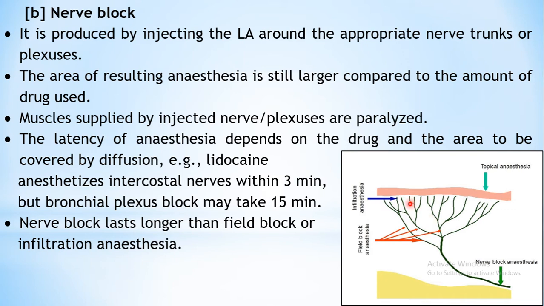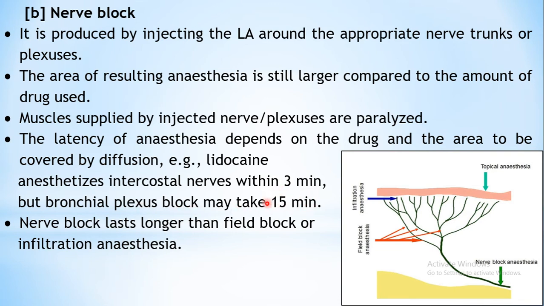Not only anesthesia, paralysis in that area will also be produced. That is, the motor function is also affected. Now over here an example is quoted of lidocaine. It can anesthetize the intercostal nerve within 3 minutes, but the brachial plexus block takes 15 minutes.